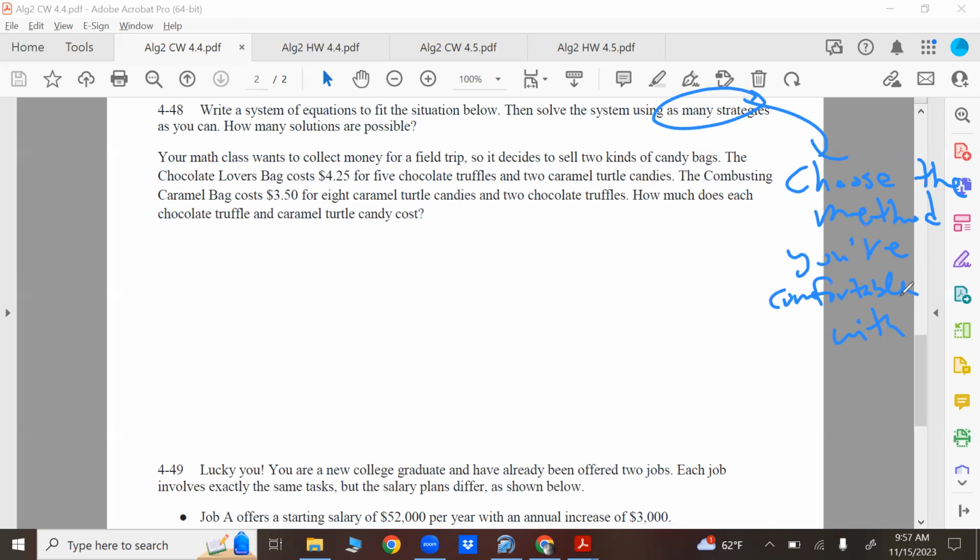Okay. There are 2 things we don't know. Do we know how much a chocolate truffle costs? No. Do you know how much a caramel turtle candy costs? No. So I'm going to let X be, and be very explicit with the way you let X equal, let X equal the cost of each chocolate truffle. You can use different letters if you want, totally up to you.